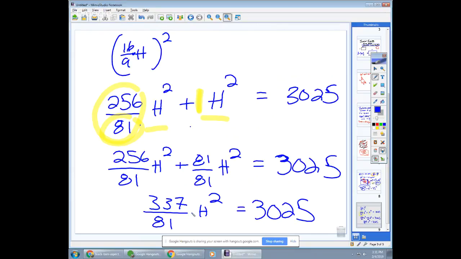I need to get h alone, so I've got to break that multiplication. How do we get rid of multiplication? We have two options here. We could divide by that fraction, which is the same thing as multiplying by the reciprocal, because we're working with fractions. So I'm going to choose to look at it as multiplying by the reciprocal. I'm going to multiply both sides by 81 over 337. That's going to get a little messy on the left side, but I don't care too much. So let's clean this up just a little bit.